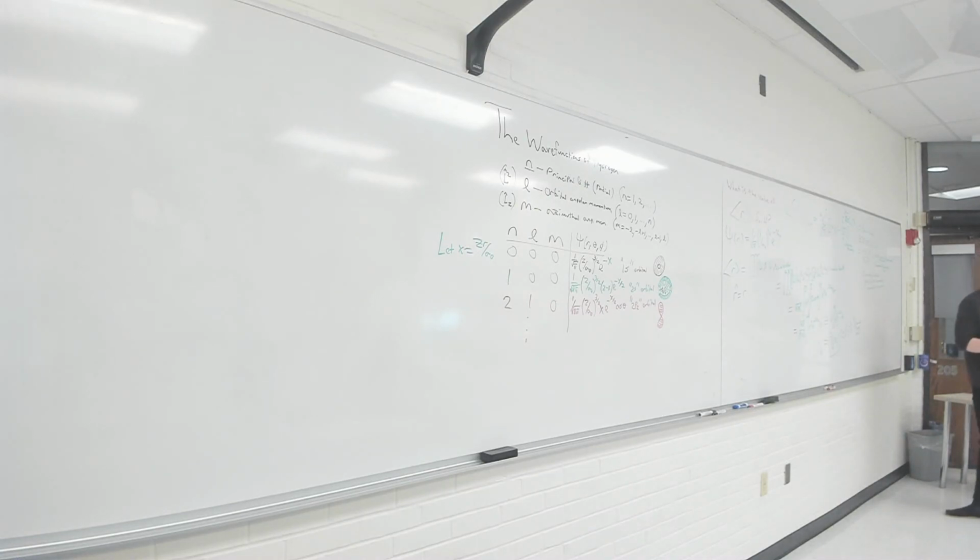Professor, in that equation, you said Z is the charge of the electron? Yeah, so Z is the charge of the proton, the nucleus. So Z here is 1 for the hydrogen atom. But for helium, it would be 2, for instance. And that's how it changes.